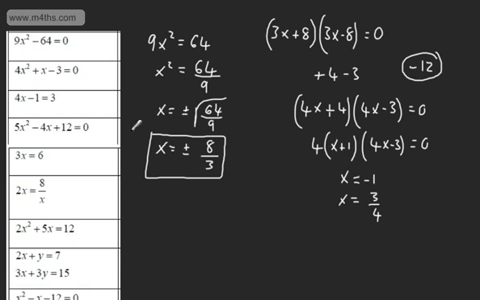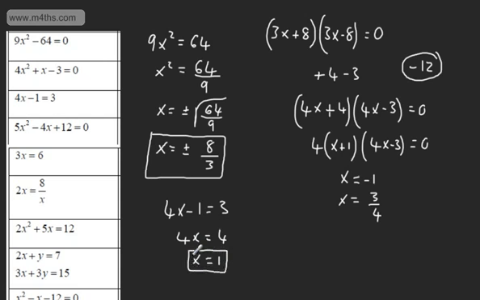Okay, let's look at another few of these. 4x minus 1 is equal to 3. Straightforward linear equation. We're simply adding 1 to both sides. So 4x minus 1 is equal to 3. Add 1 to both sides. 4x is equal to 4. Divide through by 4. X is equal to 1.